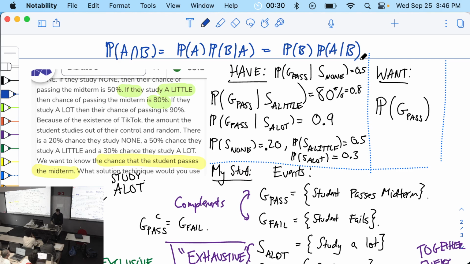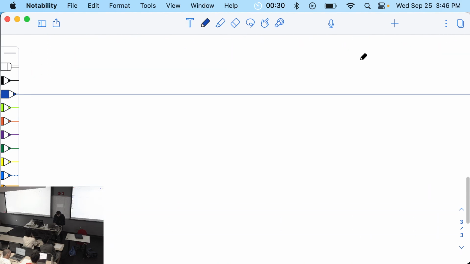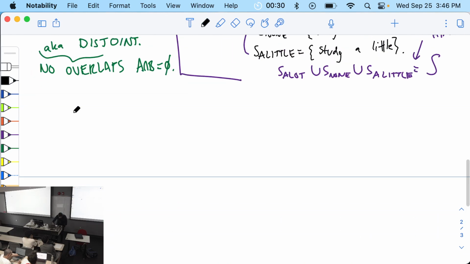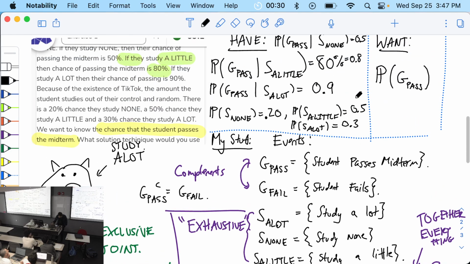Okay, let's draw the tree. I keep talking about the tree. So here's the tree. Here is the first thing that can happen. And I'm organizing the tree based on what I have. I see that it goes S none, S a little, S a lot. These are exhaustive. One of them has got to happen. That's a great candidate to put in the first layer of my tree. You could try to do the tree the other way with pass and fail first, but we just don't have the information to do it yet. So let's do it in a way that's convenient for us.